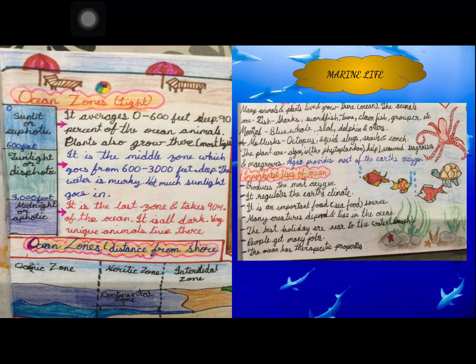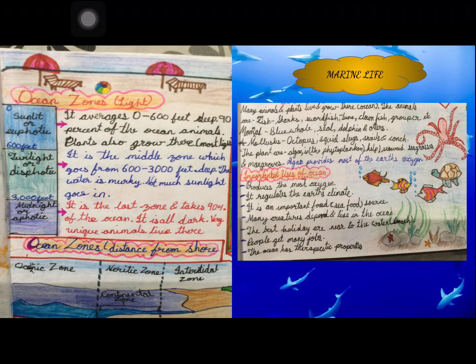So there are 2 types of ocean zones. One according to how deep light goes, and the second shows the distance from the shore. So first let's talk about the ocean zones that depend on how deep sunlight goes.